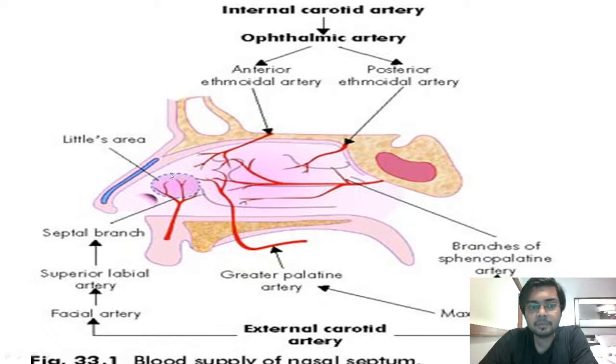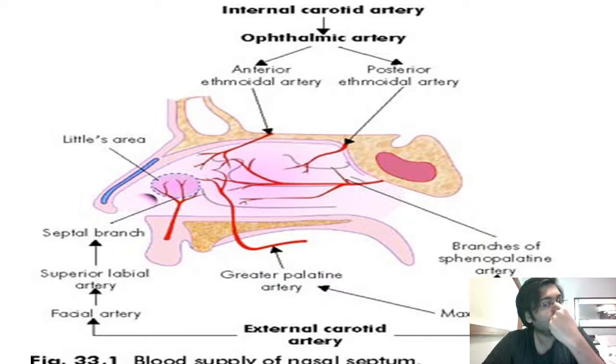So the blood supply is from both the internal and external carotid arteries. The internal carotid artery component is the anterior ethmoidal artery, and the external carotid artery components are the septal branch of the superior labial artery, greater palatine artery, and sphenopalatine artery. Right? Now, the question they had asked has two versions.